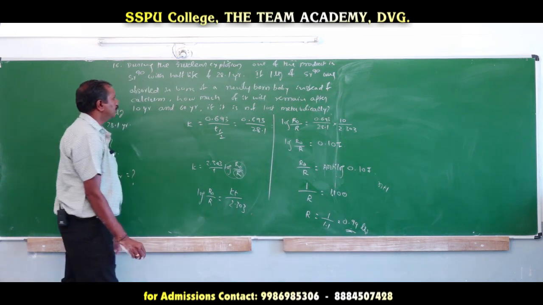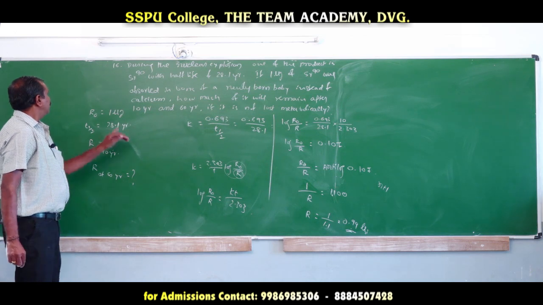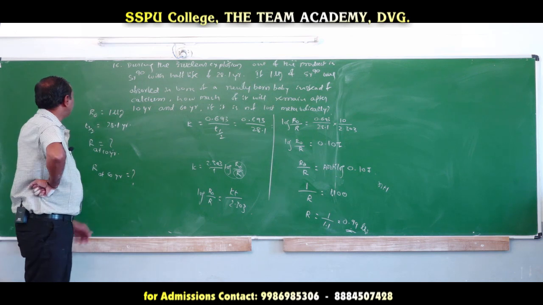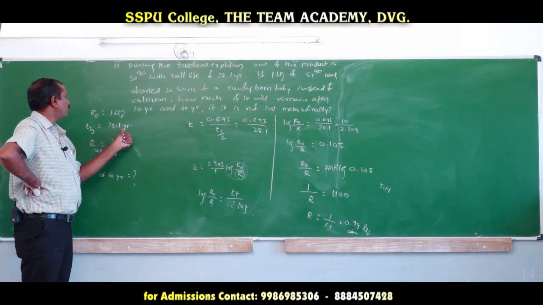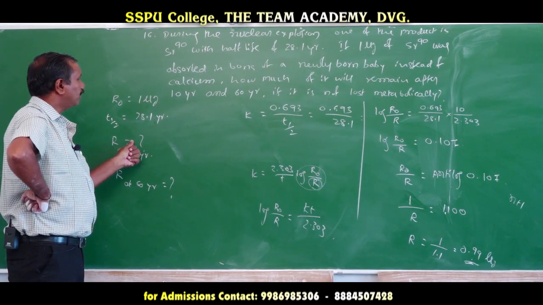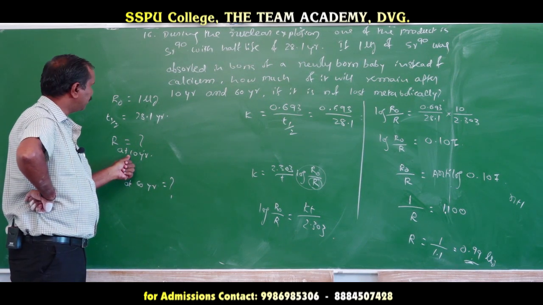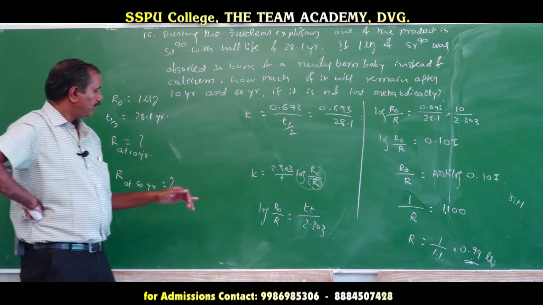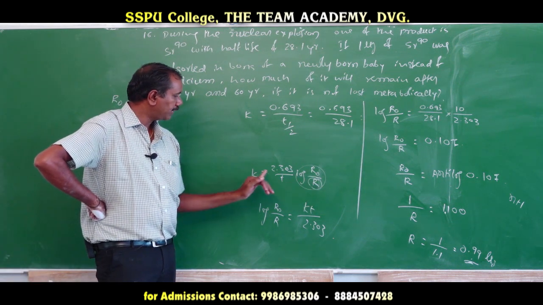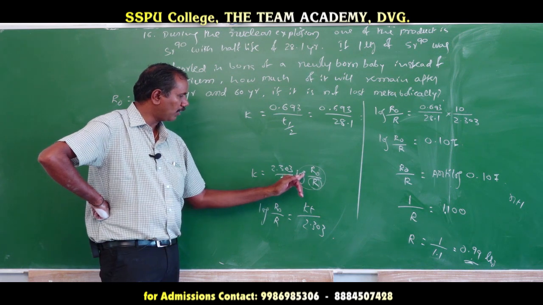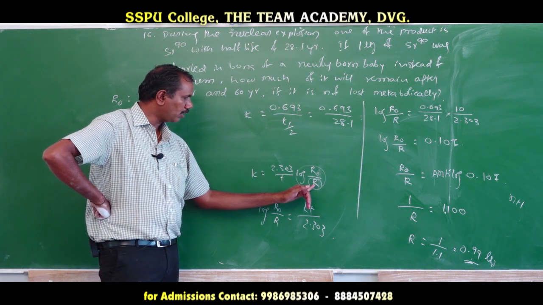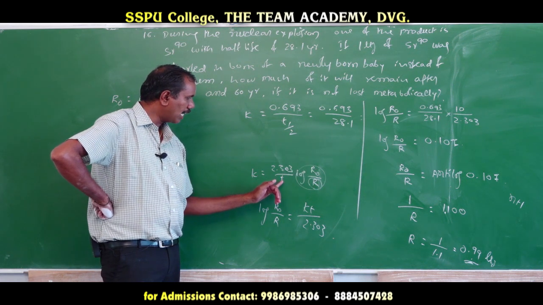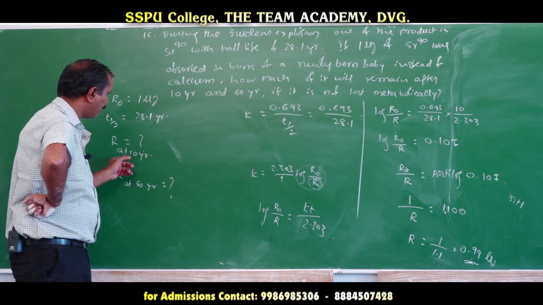The initial concentration is given as 1 microgram of strontium 90. The half-life is given as 28.1. R means the left-over concentration of Sr-90 after 10 years. So how to find the R value? K is calculated by 2.303 by T log of R naught by R. We know R naught is 1, so we need to calculate R. T is given, after 10 years.